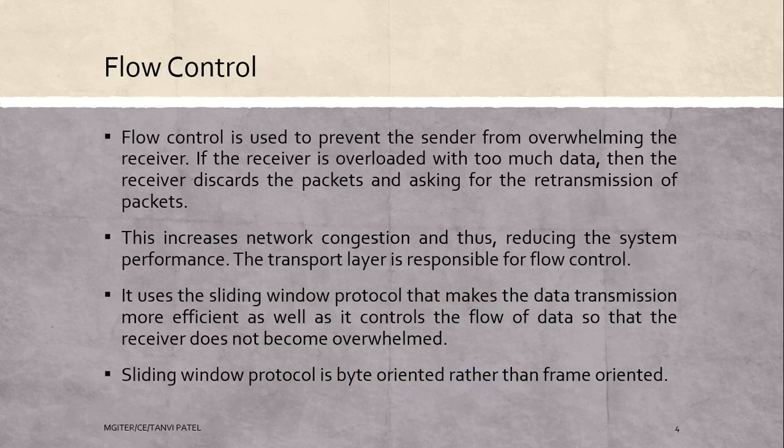First one is flow control. Flow control is used to prevent the sender from overwhelming the receiver. If the receiver is overloaded with too much data, then the receiver discards the packets and asks for retransmission of the packet. This increases network congestion and thus reduces the system performance.